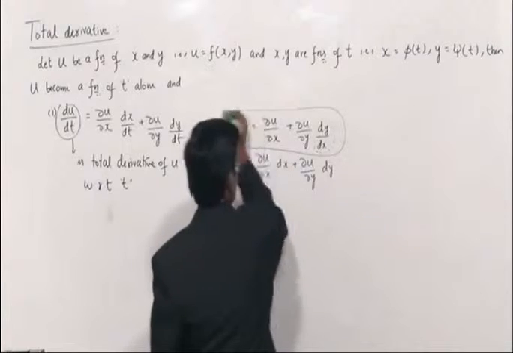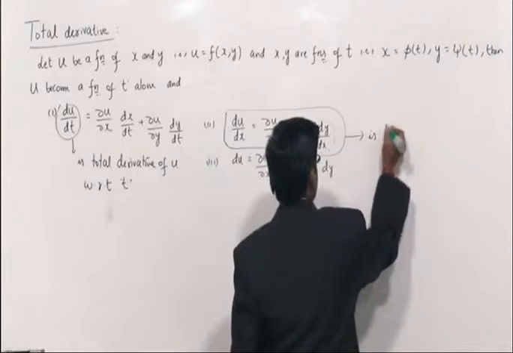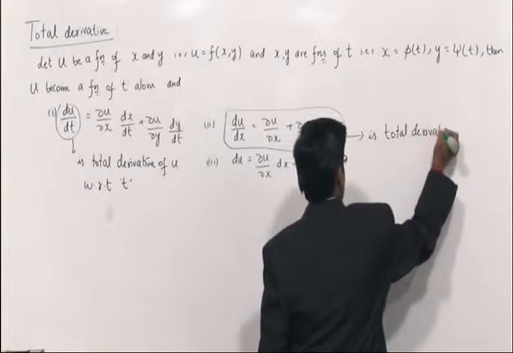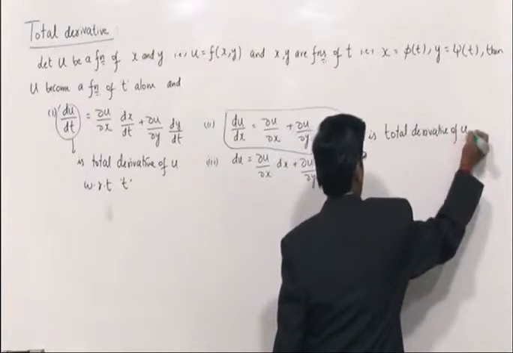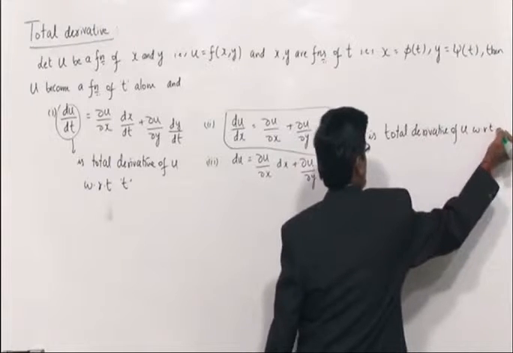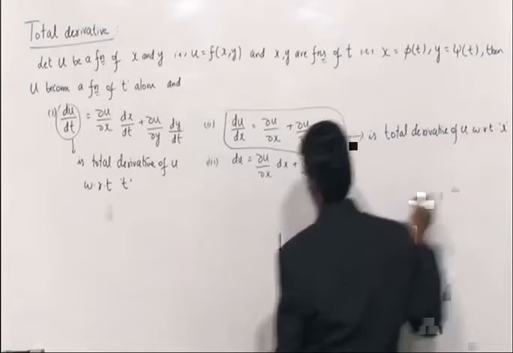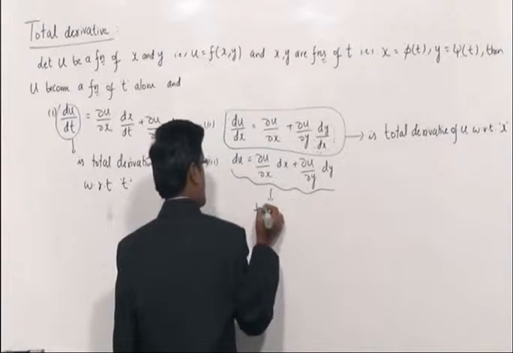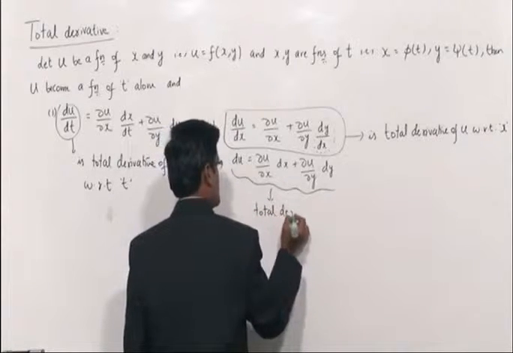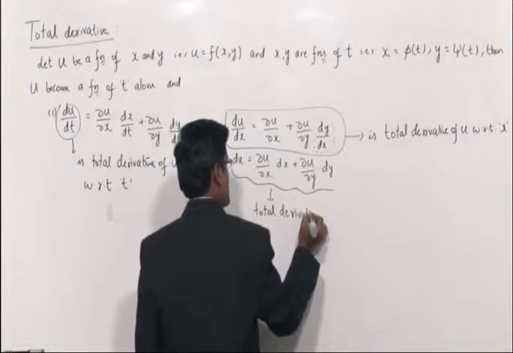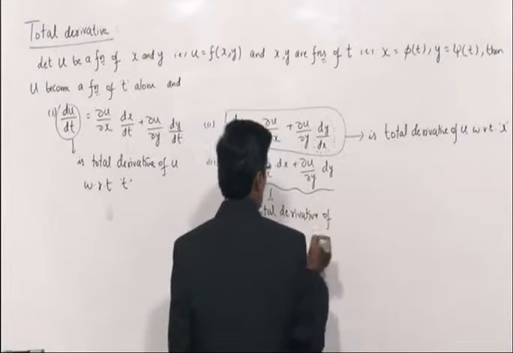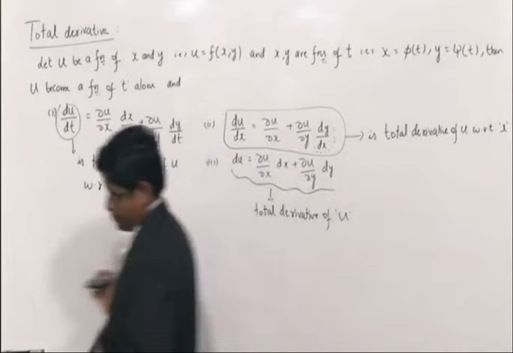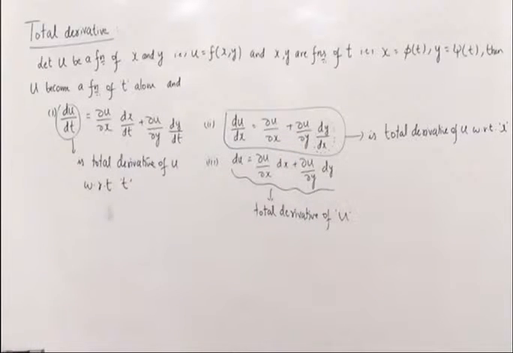result is the total derivative of u with respect to x, du by dx, and this is just the total derivative of u. That is the difference between these three. Depending on the questions, you apply properly one of these 1, 2, 3 results. Please learn this result by heart.